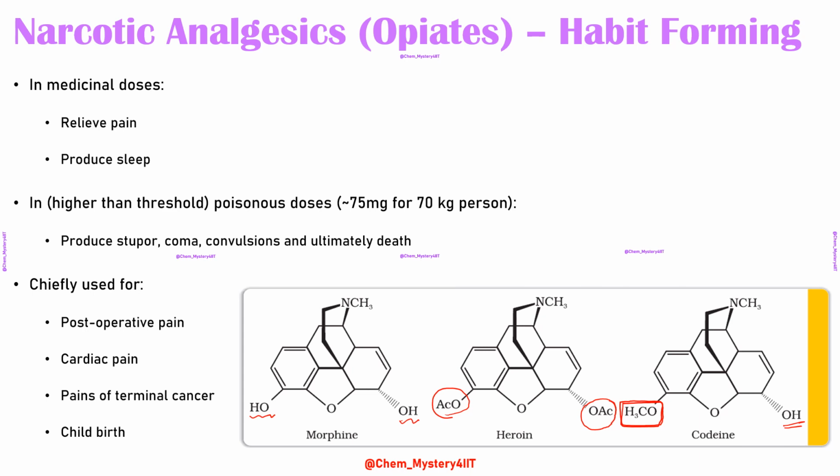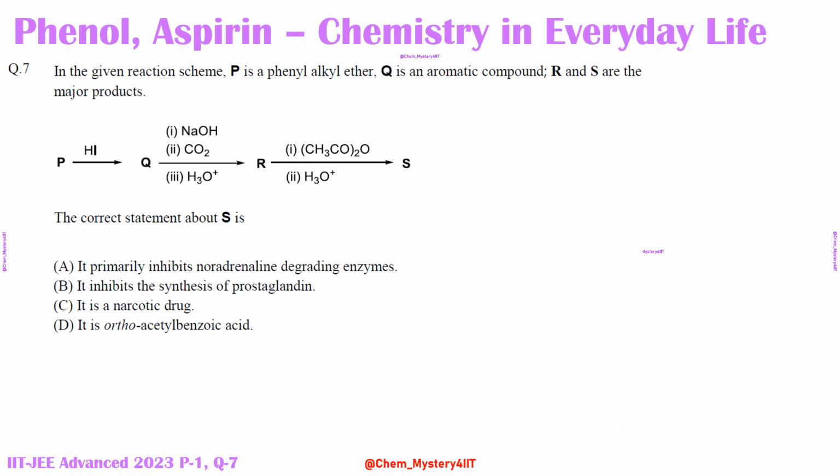So that was all about the detailed discussion of all these options A, B, C, D. Coming back to our question, this is now the first option: it primarily inhibits the noradrenaline degrading enzyme. If we were talking about option C, which was aspirin, that was not true. There are antidepressants which inhibit noradrenaline degrading enzymes. Aspirin is not among those.